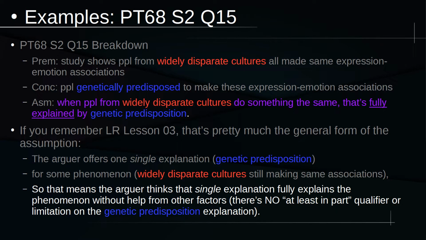So what that means is that the arguer here is assuming that that single explanation fully explains the phenomenon without help from other factors. There's no "at least in part" qualifier or limitation on the power of the genetic predisposition explanation. So again, genetic predisposition is offered as the sole explanation. And if there's no limitation that the arguer gives us on what the explanatory power of genetic predisposition is, they're just assuming that it has all the power. It just does everything on its own. It doesn't need help from anybody else.